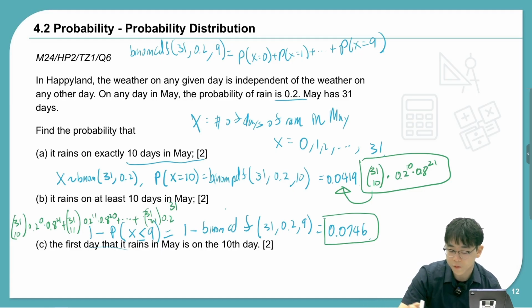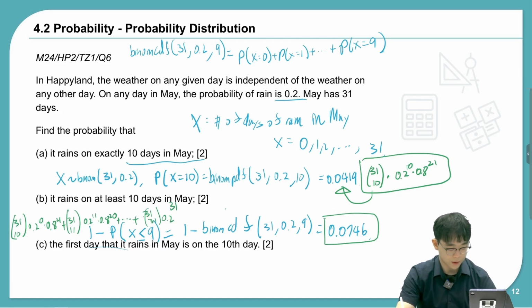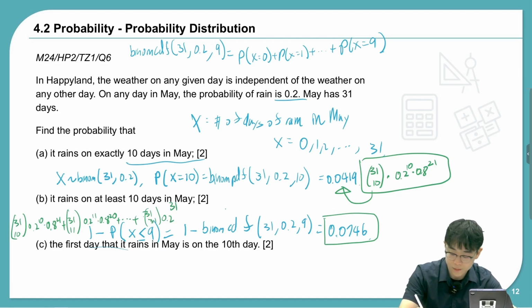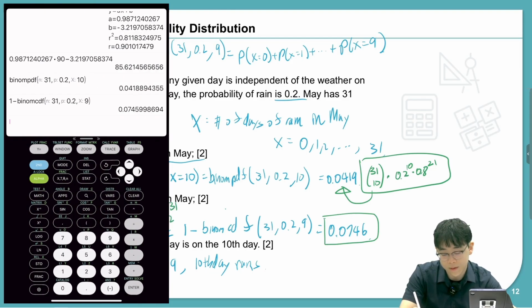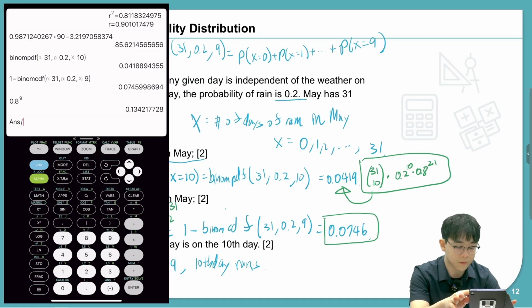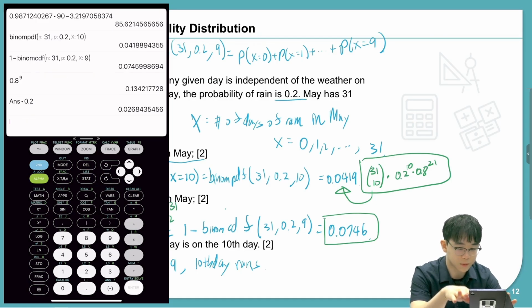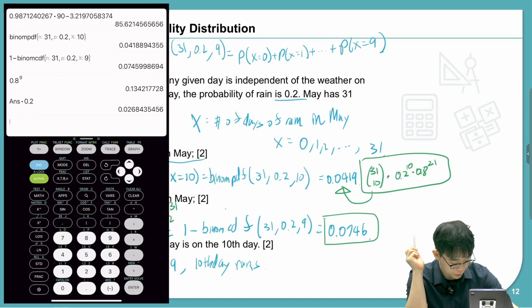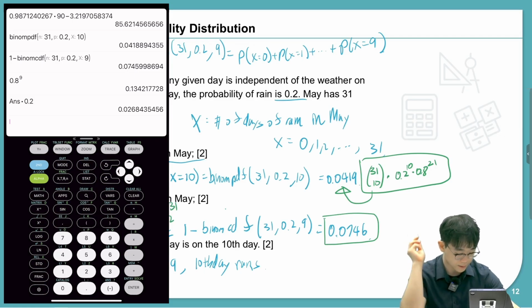And then for the first day it rains being on the 10th day, what we want is no rain on the first 9 days, right? So we want no rain on the first 9 days. And then on the 10th day, it should be raining. So we would just have 0.8 for 9 times in a row, and then we'd have 0.2. Right? So not raining for 9 times in a row, and then on the final 10th day, we would have 0.2. So that gives us a probability of 0.026.